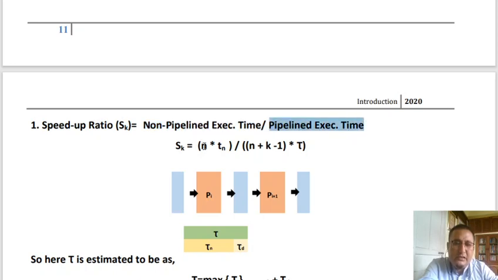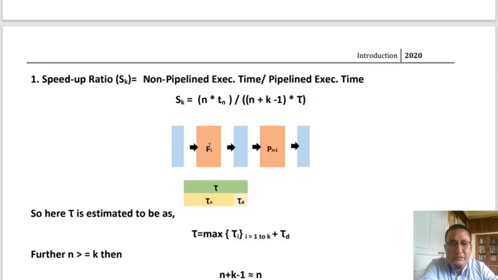As we have already determined, n into Tn is the total time required for executing n instructions in a non-pipelined architecture, where Tn is the time required for executing an instruction. Likewise, in case of pipelined execution, we have n plus k minus 1 as the number of phase times required. Now let us try to understand what this tau is. Tau is the total amount of time required for executing a particular phase, because in pipelined architecture we are executing in a phase interleaved manner.